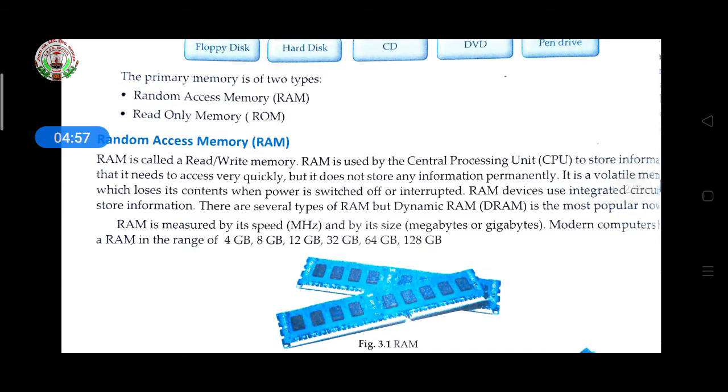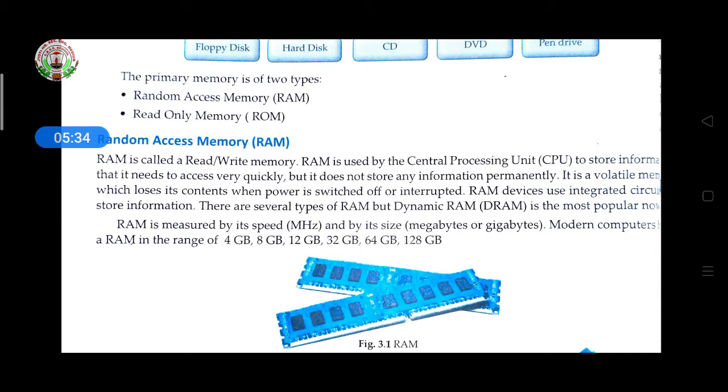Random access memory, RAM, is called read and write memory. RAM is used by the central processing unit, that is the CPU, to store information that it needs to access very quickly, but it does not store any information permanently. It is a volatile memory which loses its contents when the power is switched off or interrupted. So here RAM is read and write memory, and it is used by the CPU.